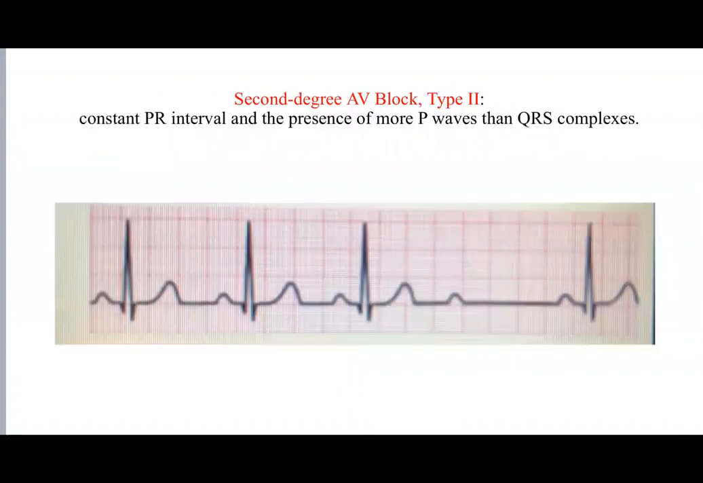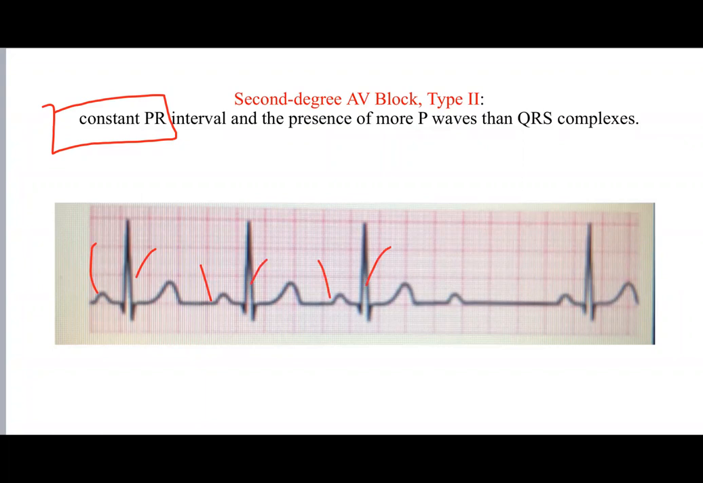Let's go back to second degree AV block type 2. In this case, unlike type 1, your PR is going to be constant, right? But you're going to have more P waves than QRSs. So she calls, he answers, she calls, he answers, she calls, he answers, she calls, I'm not going to answer. And then she calls really mad and he answers immediately, and so it begins again.